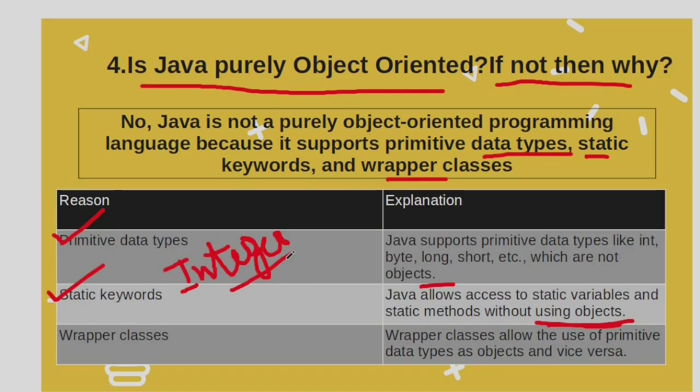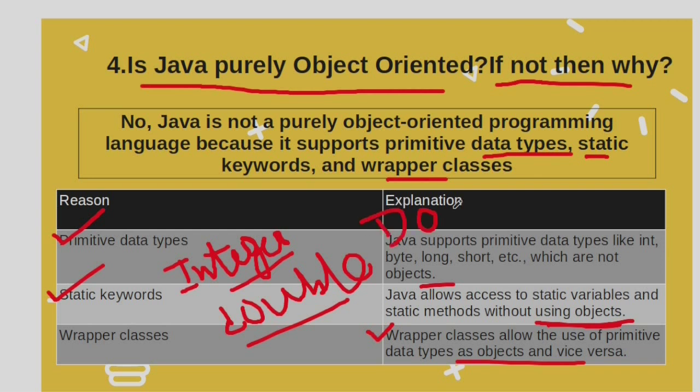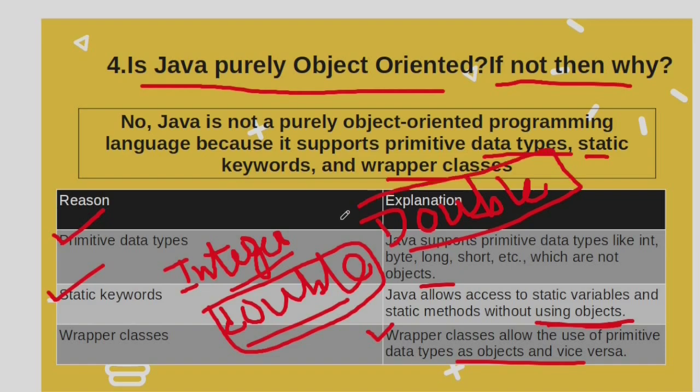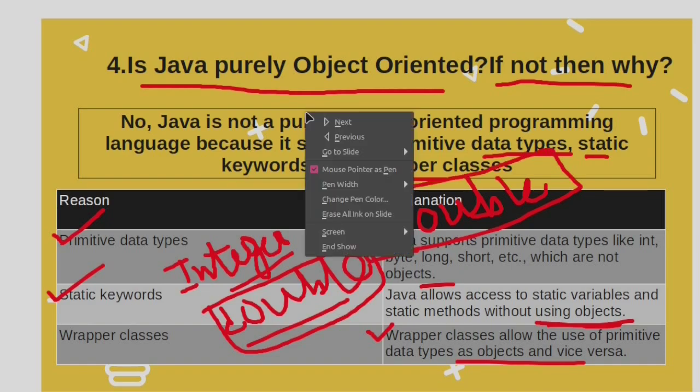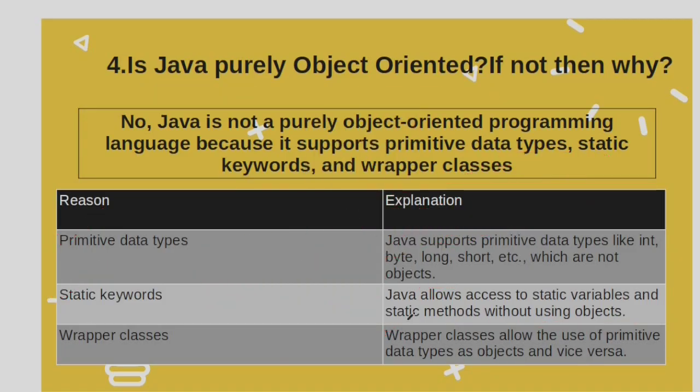Wrapper classes also we have, which allow the use of primitive data types as objects and vice versa. Okay, and what are the wrapper classes we have? Like double, normal double, I know, right? We can write this way, double. So what is the wrapper class? We have the wrapper class Double. Okay, so this small double is the primitive one, and this one is the wrapper class. So that is what it is saying. Okay, let me remove all this. So wrapper class allows the use of primitive data types as objects and vice versa.